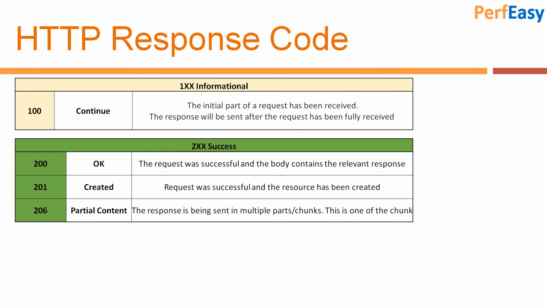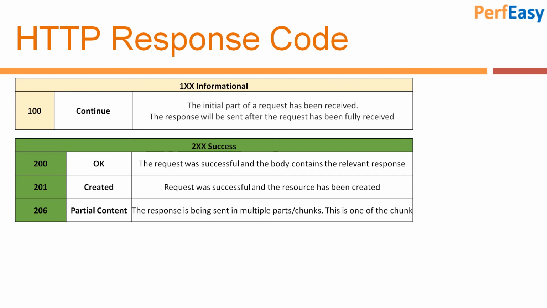The third one is 206 Partial Content. As the name says, partial content means the complete response is quite big, for example a video file. If we are viewing a video, downloading the complete video would take a lot of time. So what we do is send the response in chunks or small parts. For big responses, the complete response is broken down into multiple chunks.